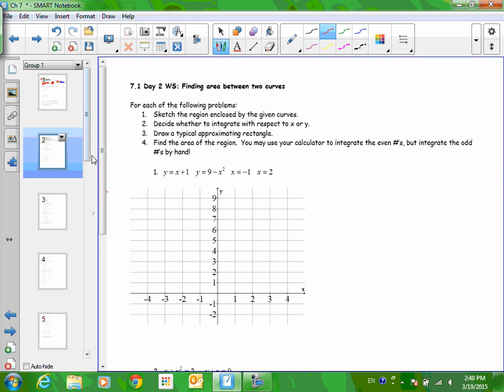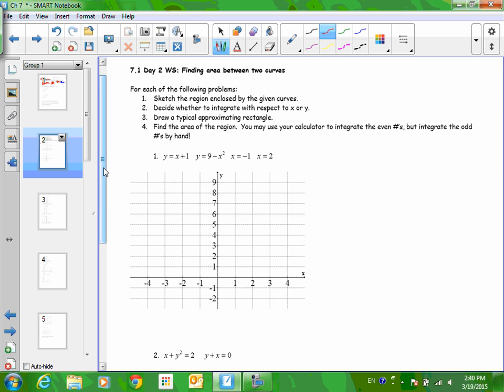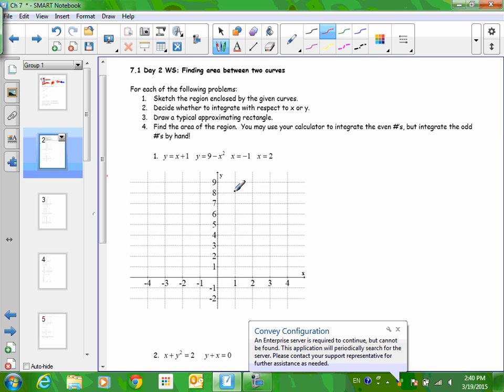I want you to turn and look at this next page. These are some questions that some of them we're going to do together. One we're going to do together right now. A couple we're going to do together tomorrow. And then the rest will be for you to do for homework. So when you're actually getting to a problem, you're not always given the graph. Okay? Sometimes you have to graph it.